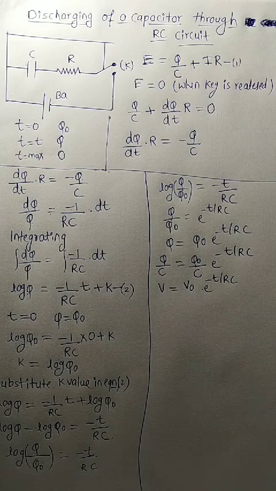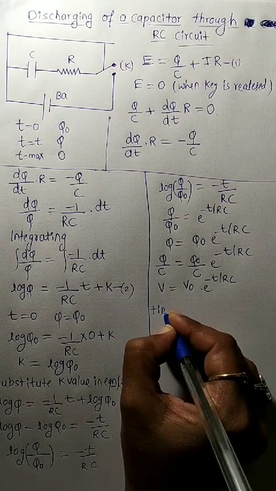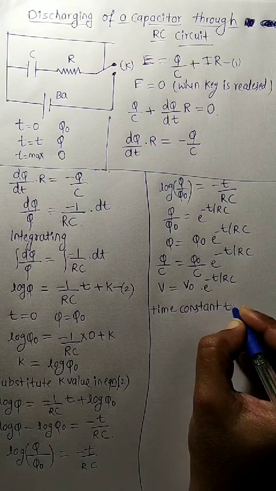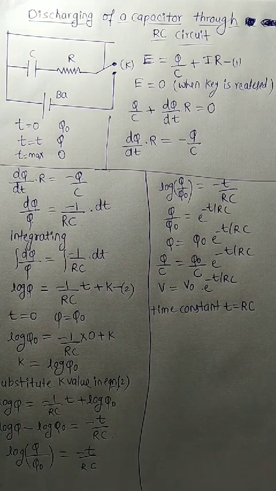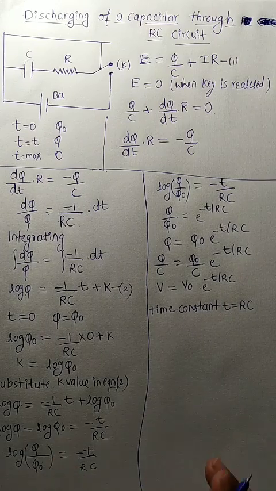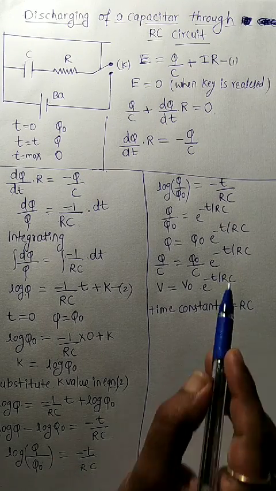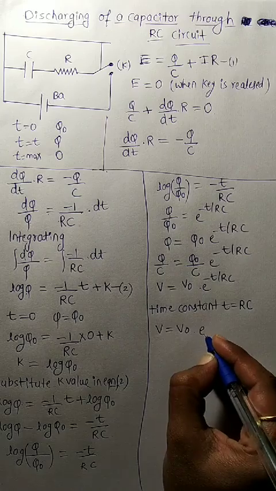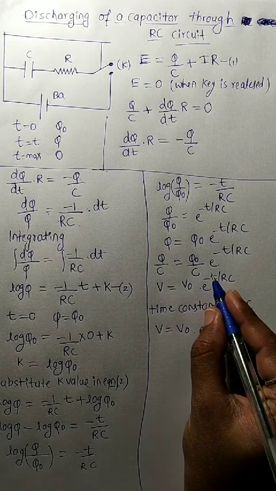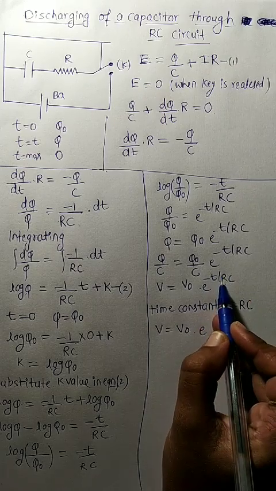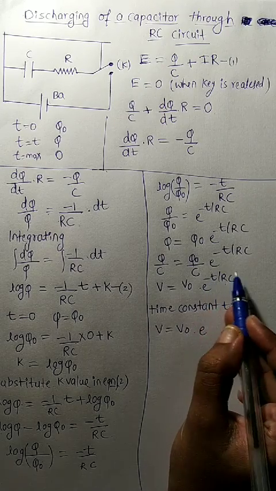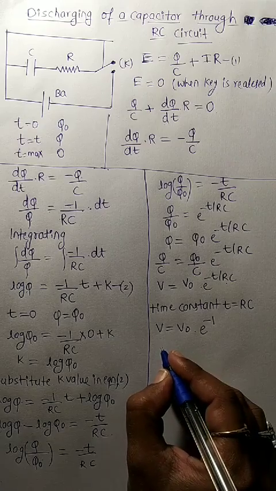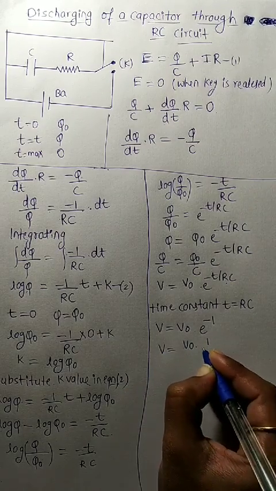We got the equation, and in this equation we should substitute which value? Nothing but the time constant value. What is the time constant? The time constant for an RC circuit is T is equal to R into C. The formula for the time constant of an RC circuit is R into C. So if I substitute here, I got phi is equal to phi naught into e raised to T value, which is R into C. R into C is already divided by R into C, so it gets cancelled. So we got e raised to minus 1.